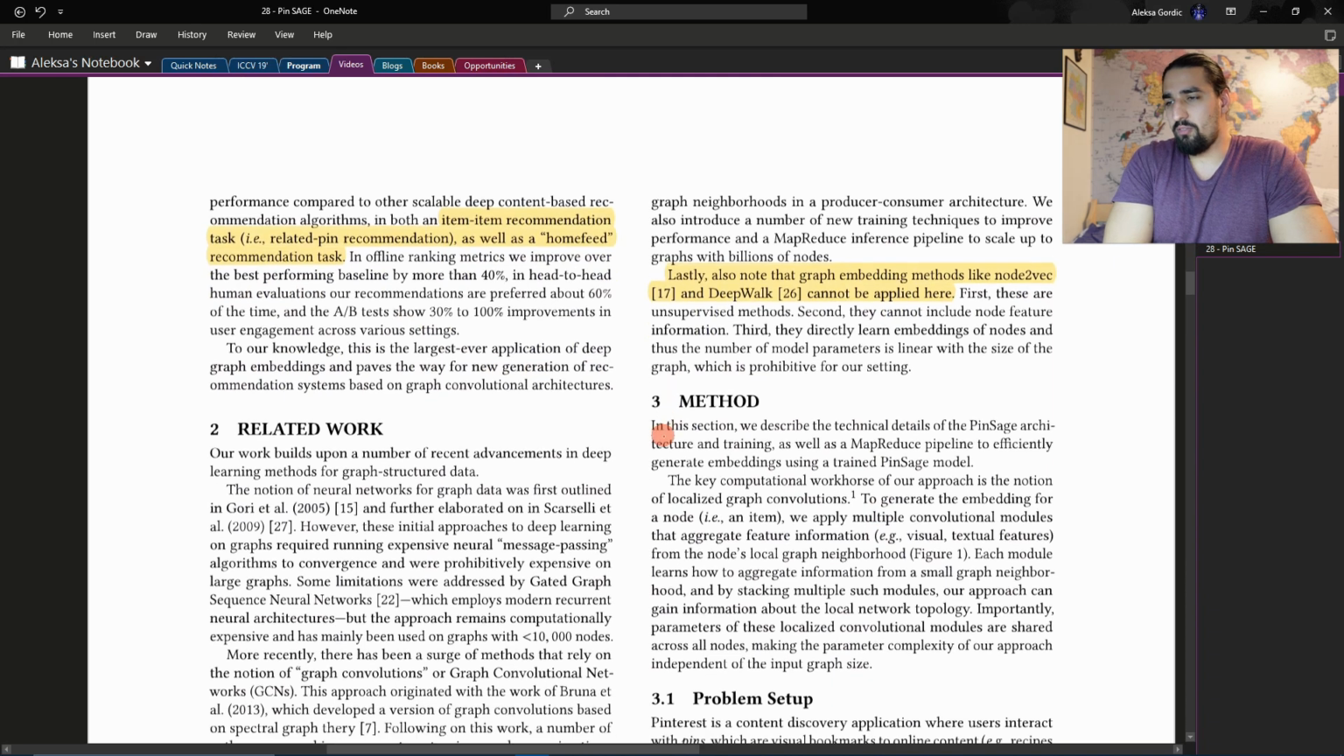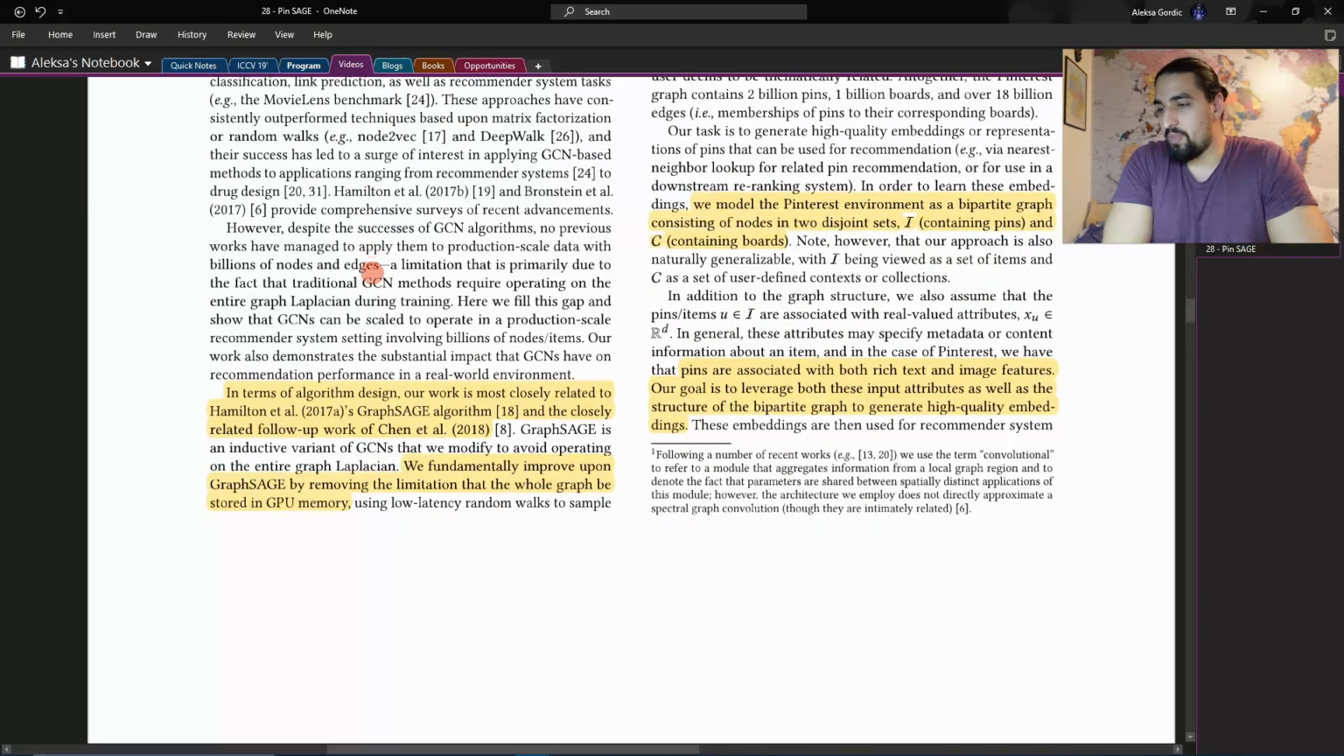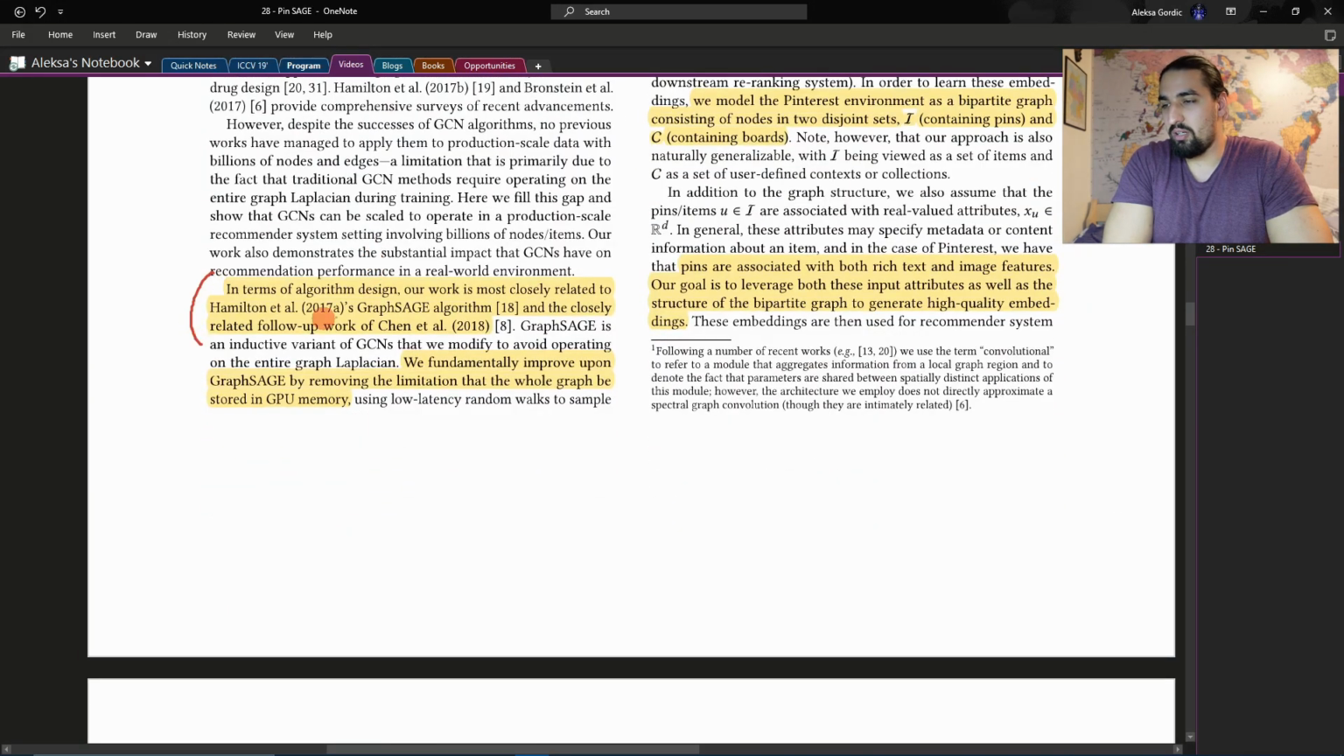So first things first, the tasks, as I mentioned, are related pin recommendation and home feed recommendation tasks. And we saw that on the platform itself, so just keep that in mind. In terms of the algorithmic design, they are basically, as I said, continuing the GraphSage paper, and they took a couple of ideas from FastGCN by Chen and his collaborators. Basically, the importance pooling part, those ideas were borrowed from this paper.